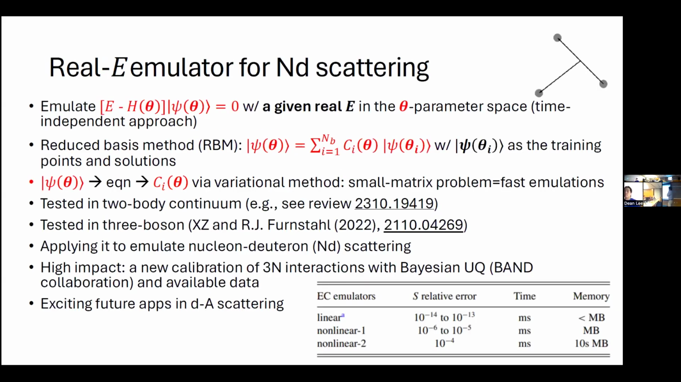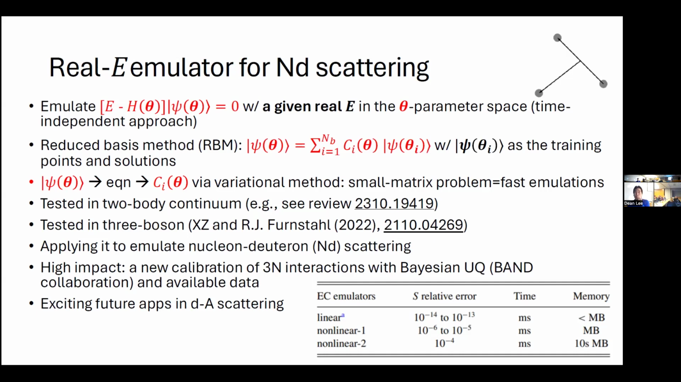Now, a very quick recap about the real energy emulators that Joshua has also discussed. Suppose you want to look at these Schrodinger equations. The situation different from bound states is that the eigenenergy E is fixed, is what you give. And at this particular real energy, you want to solve these differential equations. And for emulations, the Hamiltonian has some parameters. So you want to emulate these solutions and also observables associated with these solutions for this parameter space, the theta parameter space.